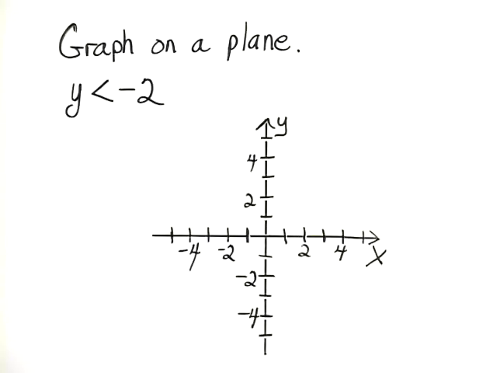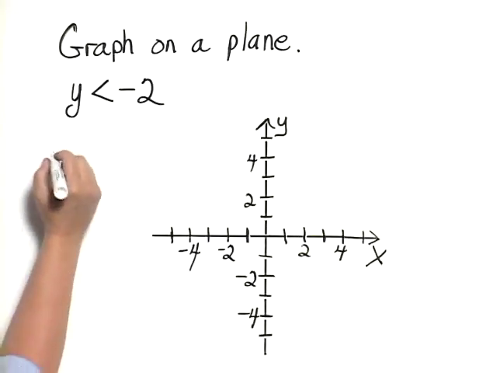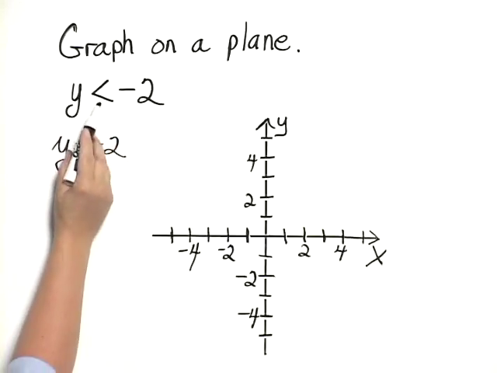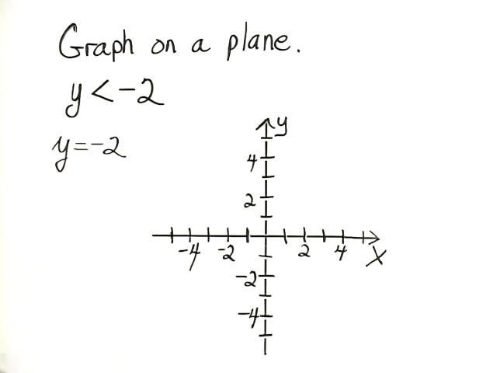Graph on a plane, y is less than -2. Let's start by graphing the line y equals -2, and we'll graph it as a dashed line because we have the inequality symbol less than, not less than or equal to.